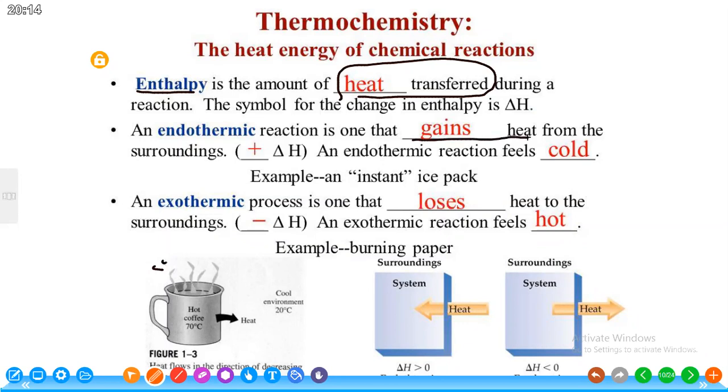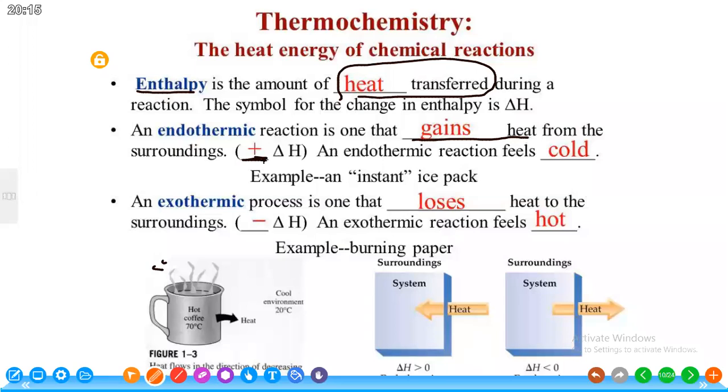In here, an endothermic reaction is one that gains heat from the surroundings. The enthalpy value is positive. And you know that in an endothermic reaction, we feel cold on our skin. Example: an instant ice pack.